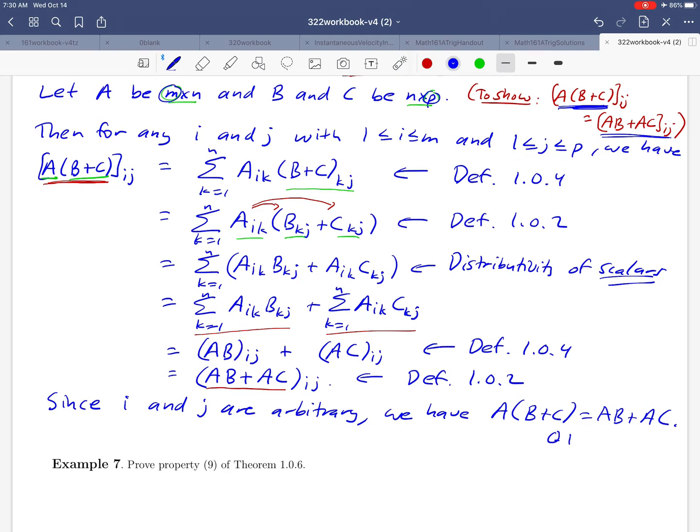And just to say in words again the general strategy that we have here, we proved that these two matrices are the same by really showing one entry at a time that the entry in the first matrix is equal to the entry in the second matrix.